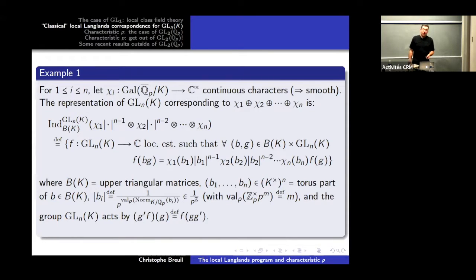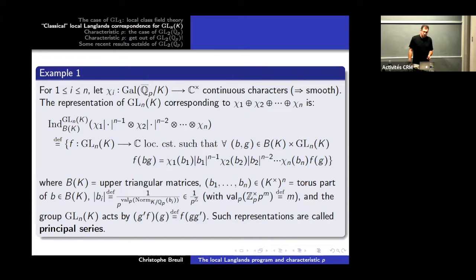And finally, you need a group action, of course, since you need a representation of GLNK. So you take a function, and you have to explain how the group acts on this function. So g prime of F is another function, so I define it for any g, and this says F of g g prime. You just translate on the right. We say right translation. And you see this is still in the space because you multiply on the right, but the functional equation is on the left. So this function still satisfies this functional equation. You are careful about that. And such representations are called principal series.